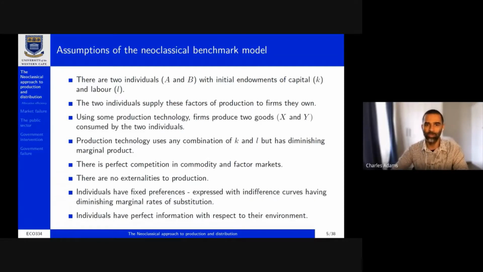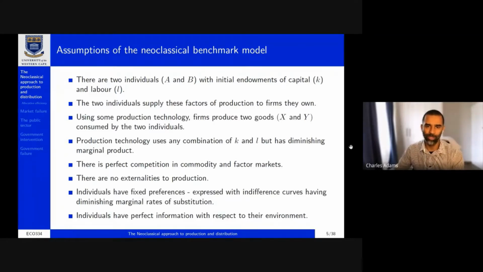And these two individuals consume X and Y only. Okay? So they are the two consumers. They own all the capital, all the labor, and they consume all of the produce that comes from that capital and labor put to service through a particular production technology. So the production technology uses any combination of capital and labor, but has diminishing marginal product. And of course, capital and labor are themselves finite in quantity, right?